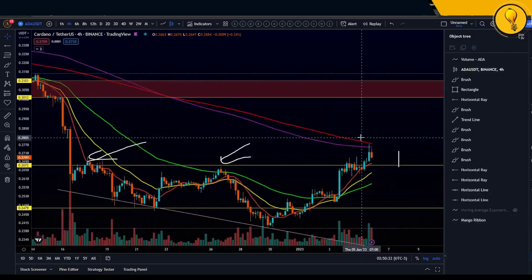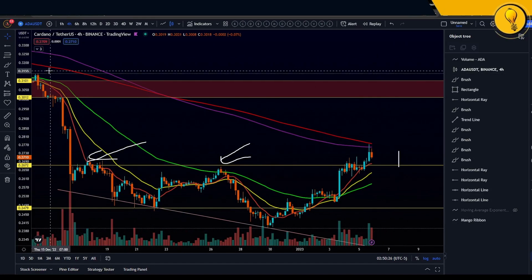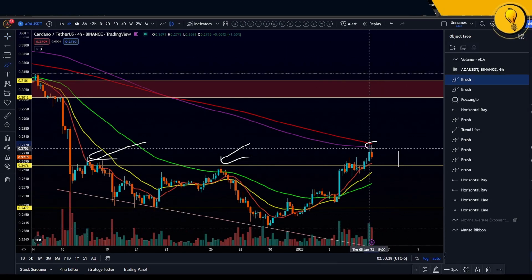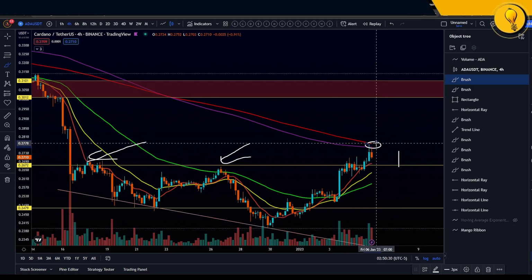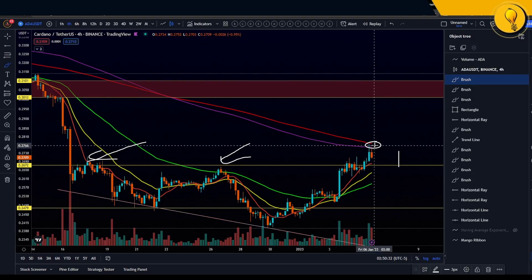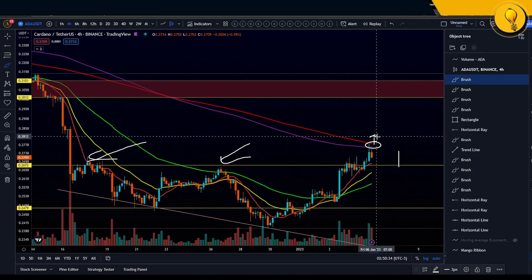So for me to anticipate the next rally to the upside, I'll be looking for price to take out these two regions right here, okay? The 200 simple moving average coming in at around 27 cents. Look for candle close, guys. I cannot stress this enough.